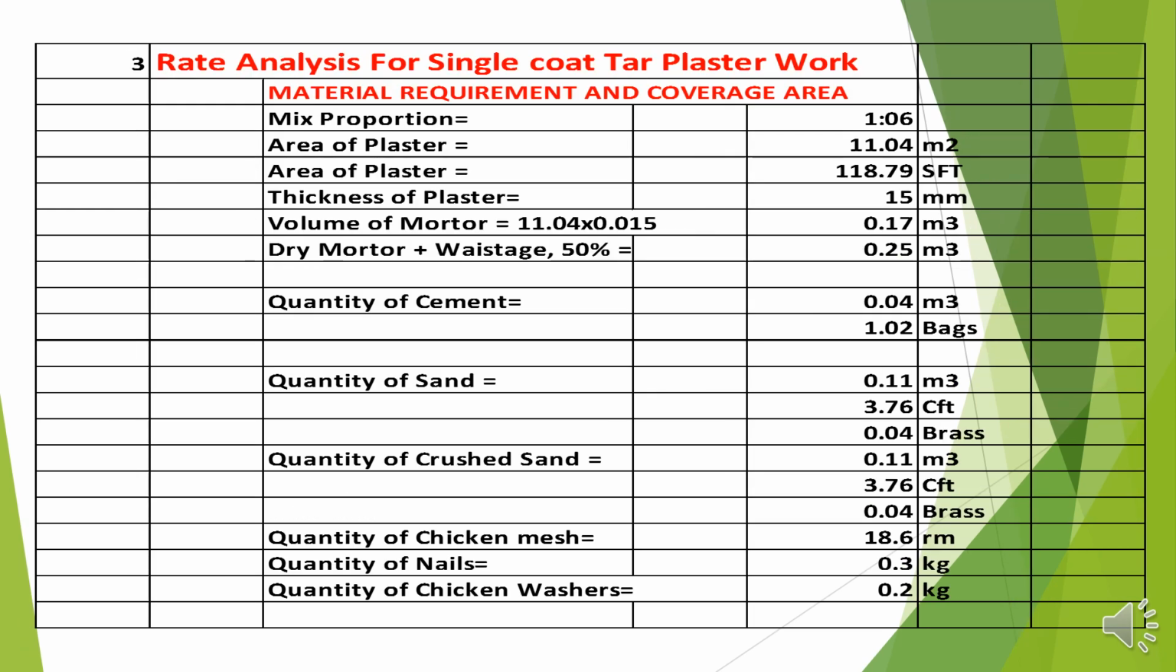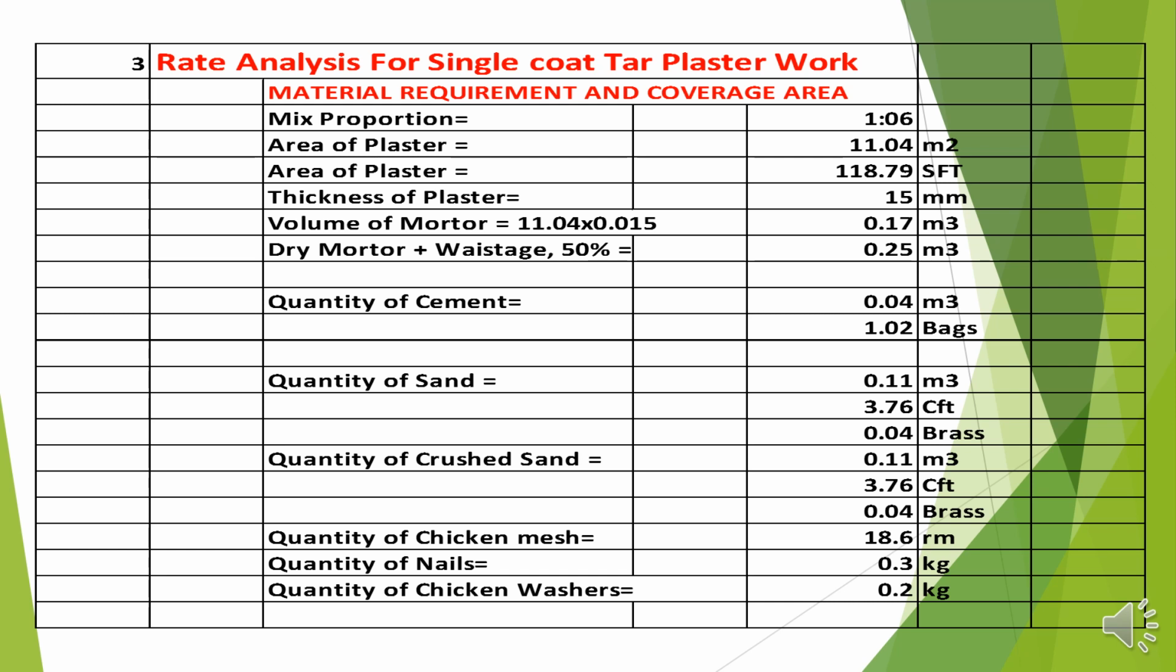Now I am talking about a rate analysis for a single coat tar plaster work. Mix proportion 1:6, area same 11.04, area of plaster 118, thickness of the plaster 15 mm. Volume of mortar, area into thickness, will make 0.17. Dry mortar plus wastage of 50%, which will make 0.025 cubic meter.